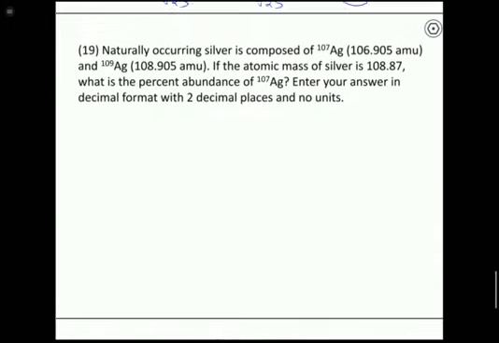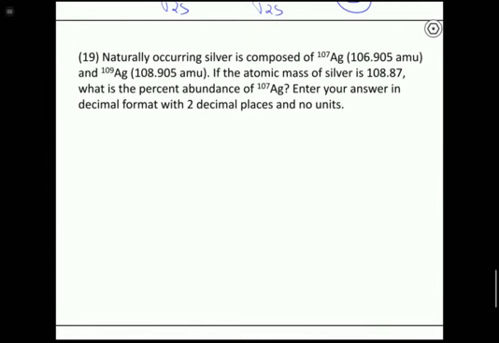Alright, so in this problem here, there's a typo that I should correct. The atomic mass of silver is 107.87. So what we're doing here is we have 2 isotope masses for silver. 107 silver has a mass of 106.905. 109 silver is 108.905. The atomic mass is 107.87.